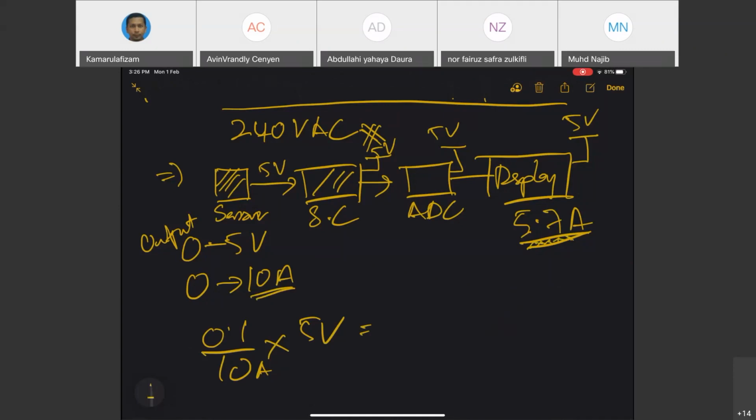0.05 volt. Okay. Per 0.1 amp. Okay, so meaning that the whole system must be able to read the minimum change of 0.05 volt. All right. So this is the system precision that we basically need.